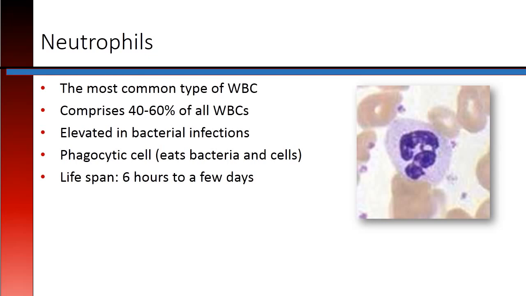Neutrophils. Neutrophils are the most common type of white blood cell. In fact, they comprise 40 to 60% of the total amount of white blood cells in your body. Neutrophils are elevated in bacterial infections. And they're phagocytic cells, which means they eat bacteria and other cells. The lifespan of a neutrophil is between 6 hours to a few days.